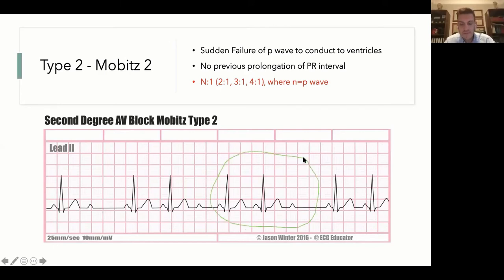It's AV block type 2, Mobitz 2. Can someone write to me in the comments? What will be the ratio here based on this mathematical formula here? Yes, yes. So Ishak, you have the hang of it. It is 3 to 1. Why? Because there are 3 P waves before a QRS goes missing, okay? Good. So let's proceed.